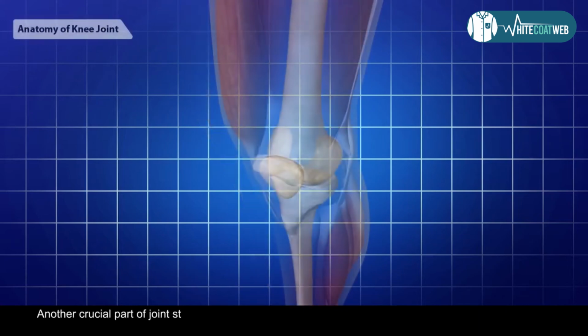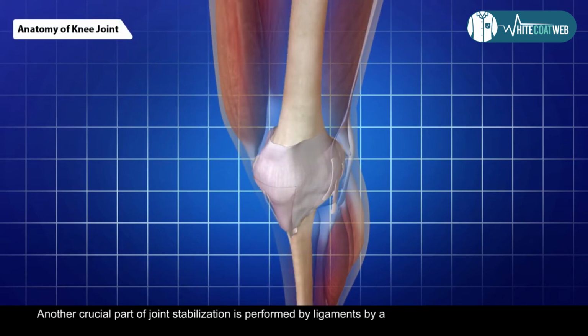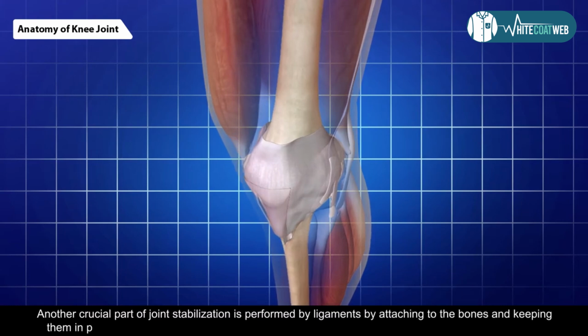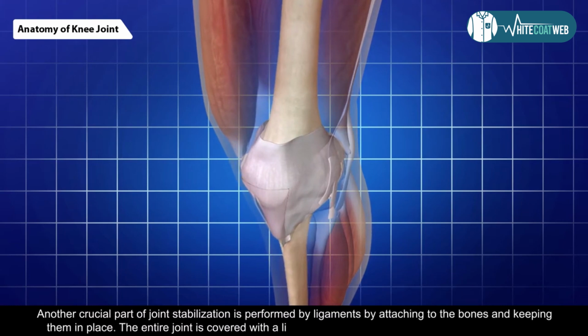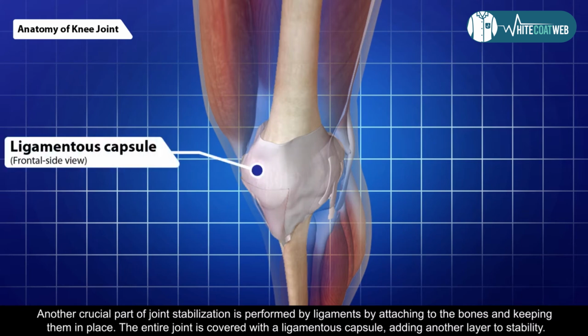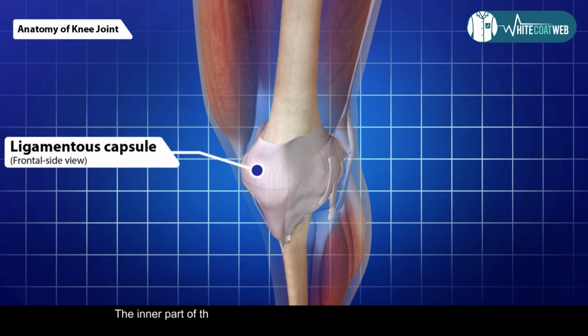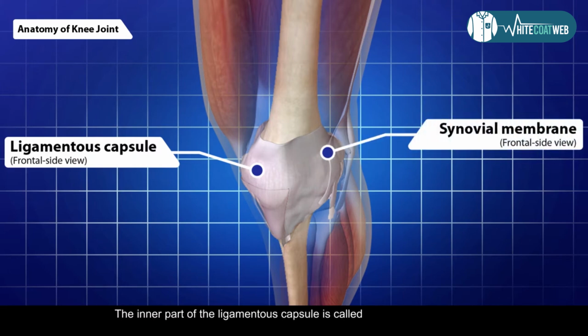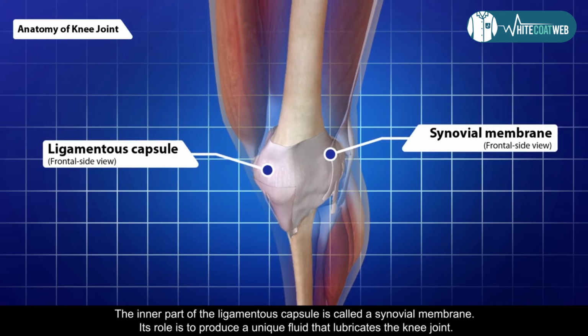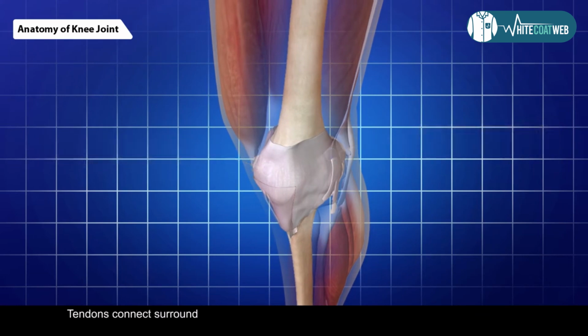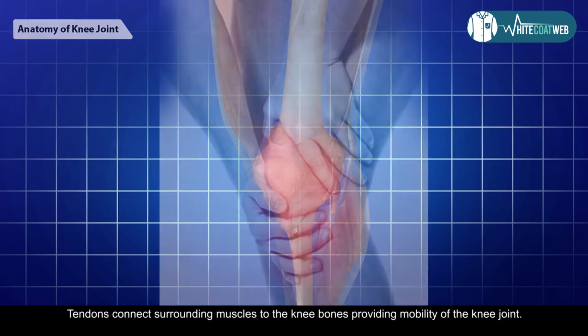Another crucial part of joint stabilization is performed by ligaments, by attaching to the bones and keeping them in place. The entire joint is covered with a ligamentous capsule, adding another layer to stability. The inner part of the ligamentous capsule is called a synovial membrane. Its role is to produce a unique fluid that lubricates the knee joint. Tendons connect surrounding muscles to the knee bones, providing mobility of the knee joint.